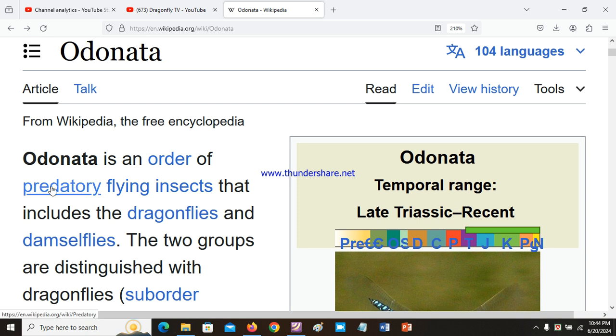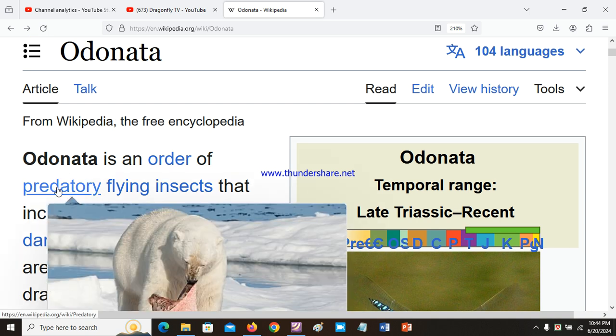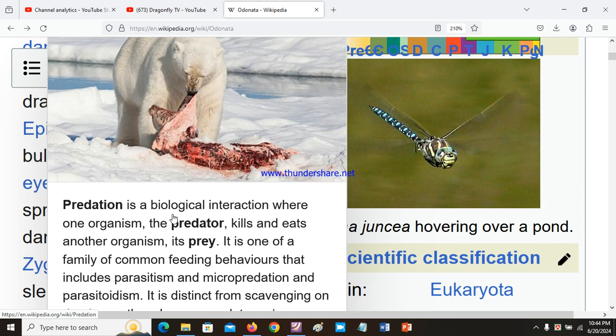And here, predatory. Predation is a biological interaction where one organism, the predator, kills and eats another organism, its prey. It is one of a family of common feeding behaviors that includes parasitism, micropredation and parasitoidism.